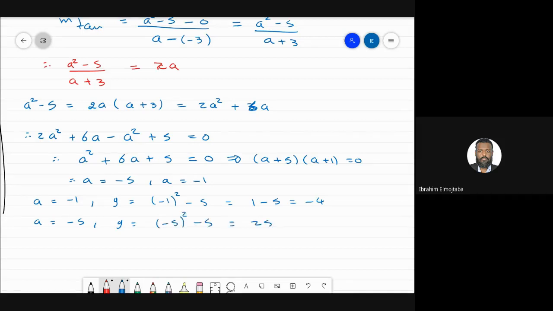فتكون 25 minus 5 اللي هي 20. معناها إذن the points are ال x minus 1 وال y minus 4 and ال x minus 5 وال y 20. يعني ده 2 points.